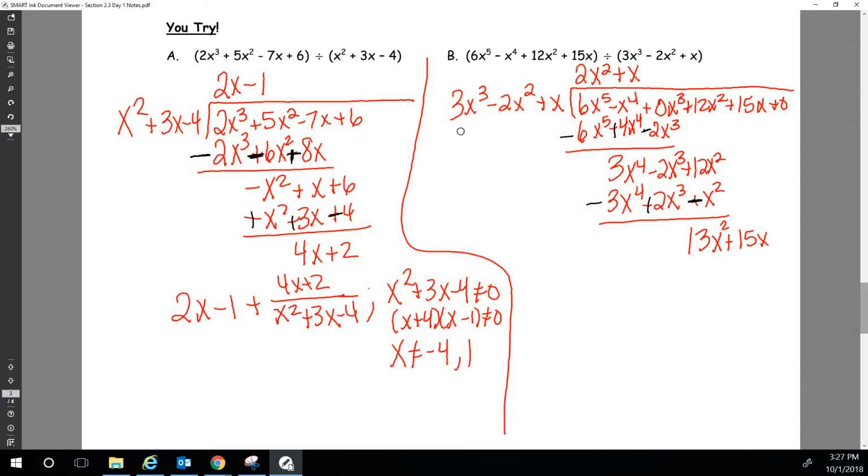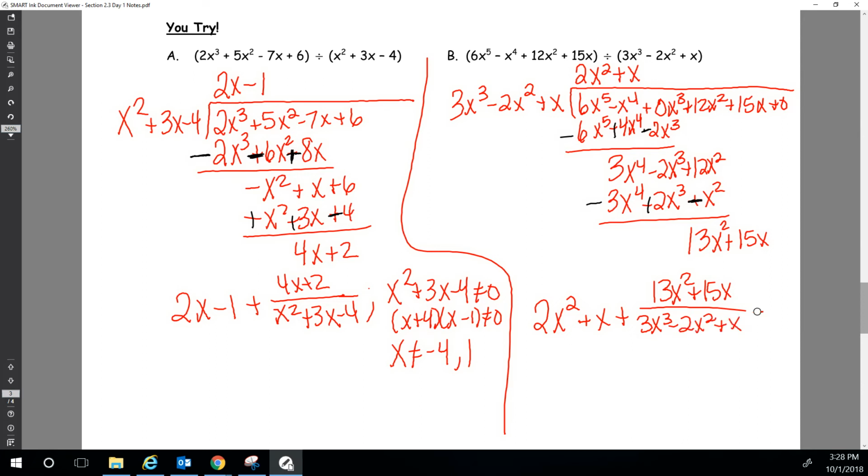This time, what times 3x cubed will give you an x squared? Can I ever go backwards like that? Nope. I can't multiply it by something and reduce the degree. So my answer is going to be 2x squared plus x. And then what I have left over is 3x squared plus 15x, all divided by the divisor, which is 3x cubed minus 2x squared plus x.